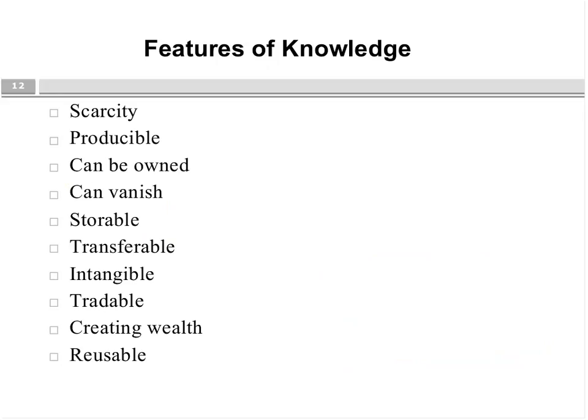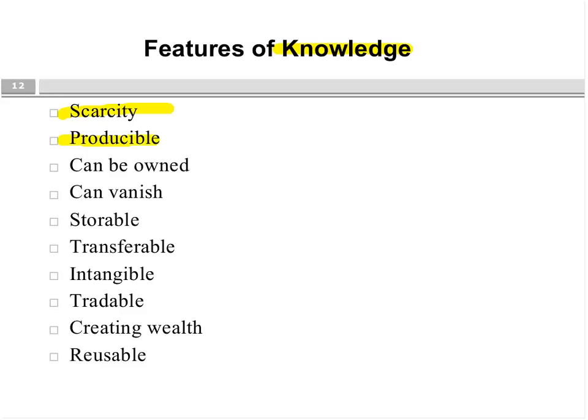So there are certain features to knowledge, and you need to know these features, because if you want to manage something, you should know what qualities this kind of thing has. Knowledge is scarce. It means that it's not something you never run out of. You can produce it, but within your organization, it is a scarce resource. Not everyone has it, and it's based on experience. A person has gone through certain milestones in his life and has collected some knowledge. It's limited, but it's producible.